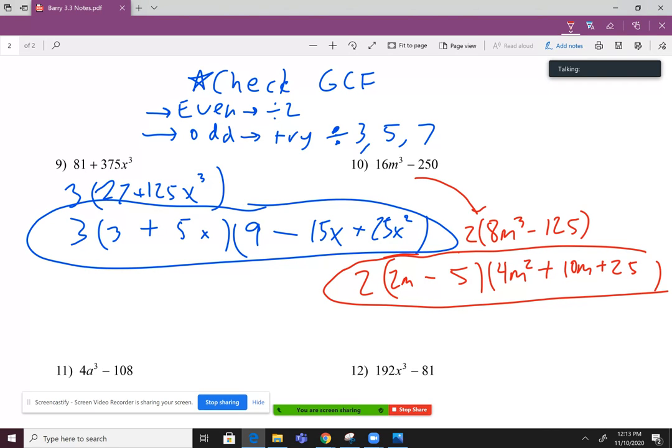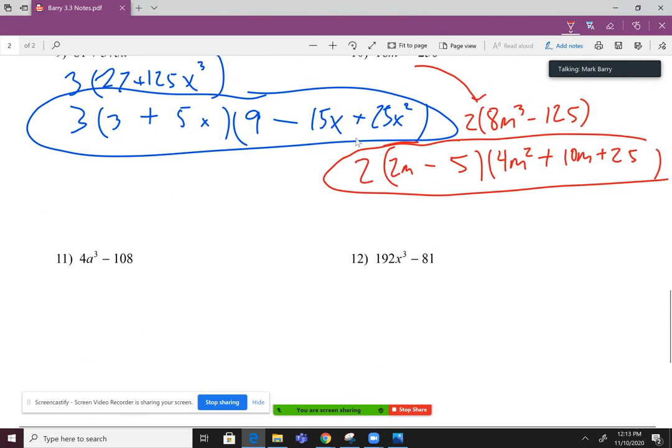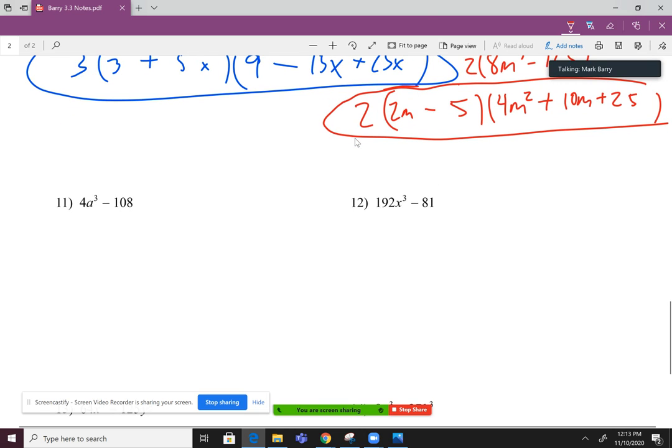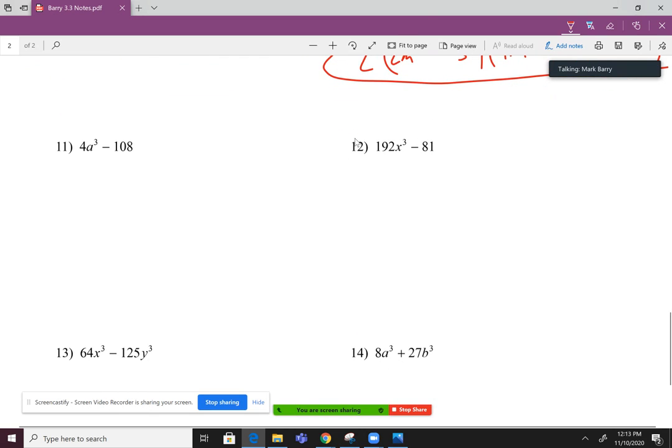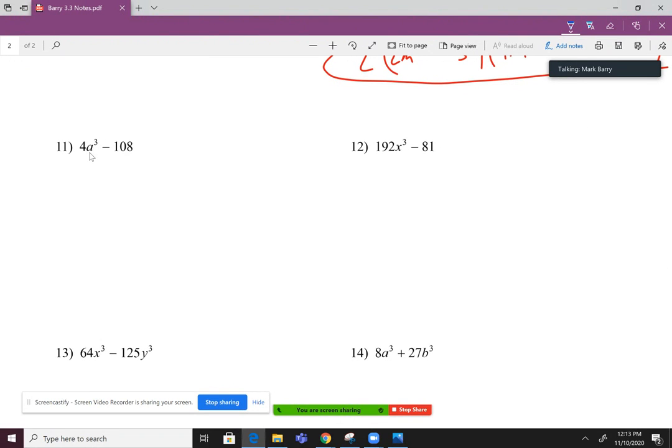All right, I think we have time for one more. I wanted to do number 11, so this will be our last one. So stick with us here for one more question. All right, so number 11, we have 8 to the third power. Or sorry, we have a to the third power.